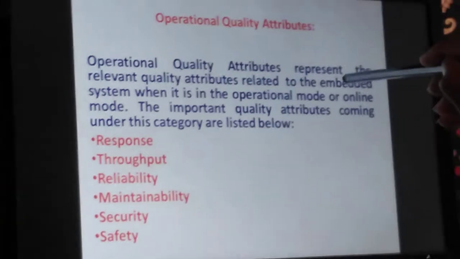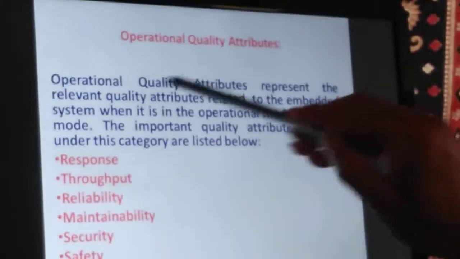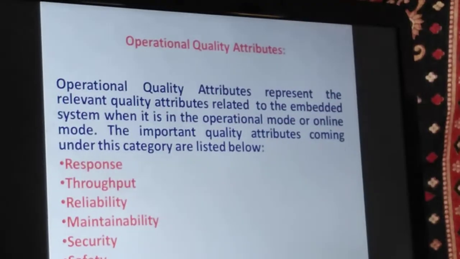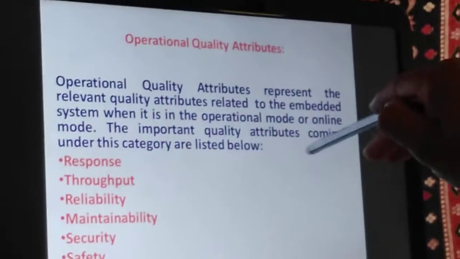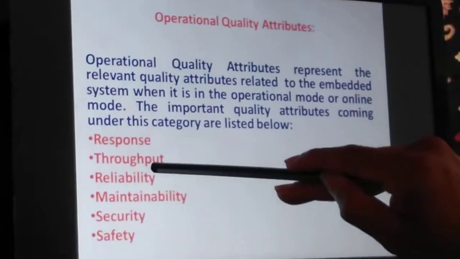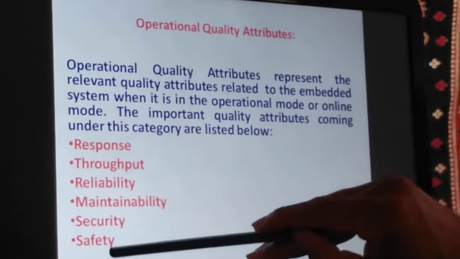Operational quality attributes represent the quality attributes related to an embedded system when it is in the operational mode or online mode. The important quality attributes coming under this category are response, throughput, reliability, maintainability, security, and safety.